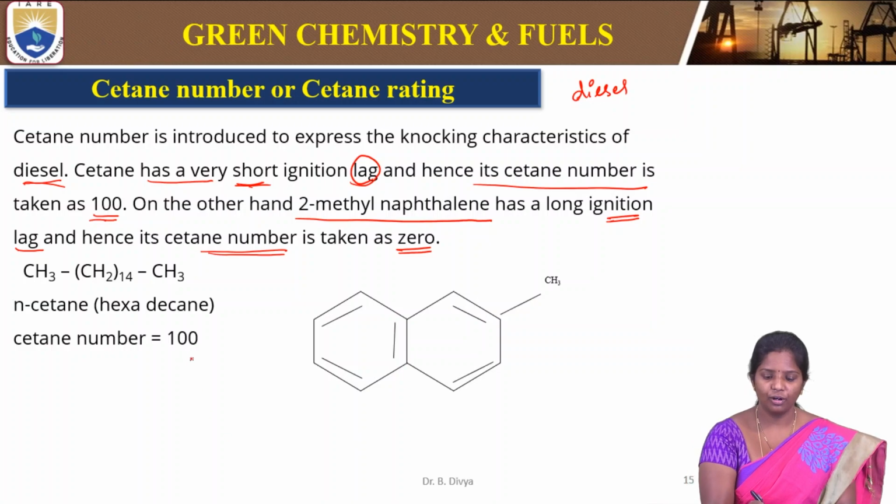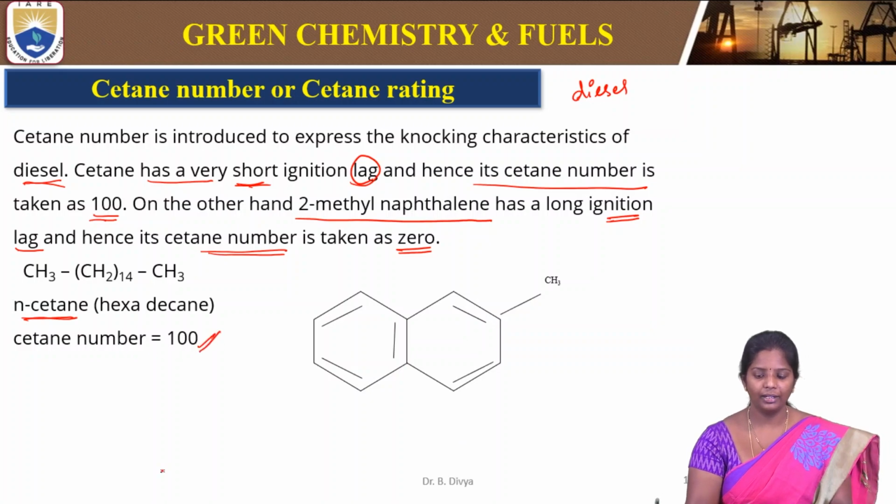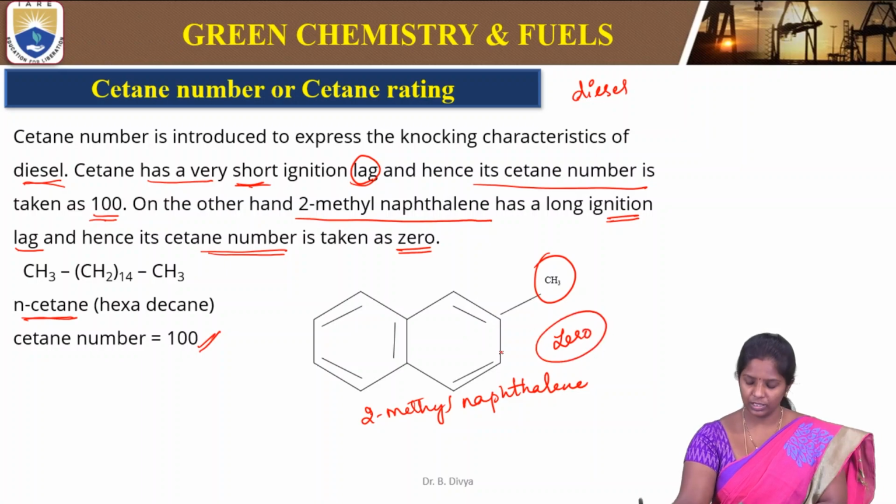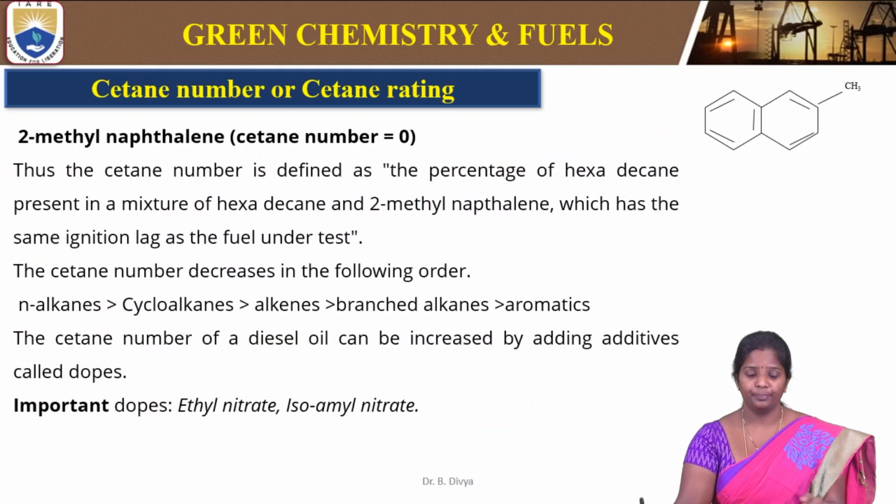So this is the formula of n-cetane. Hexadecane is also called n-cetane and it is given as 100, and this is 2-methyl naphthalene, which is given as 0 cetane number. So this is used in the expression of knocking characteristics of diesel.